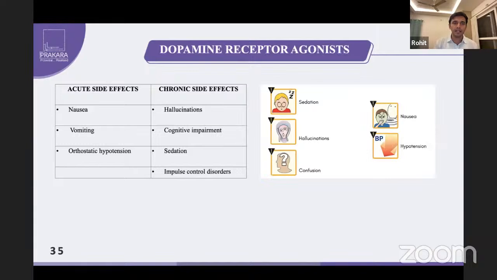So again, coming to side effects, they have similar side effects, but sedation is more prominent. Psychiatric features like cognitive impairment, hallucinations, confusion are more prominent with dopamine receptor agonists. So that's why we need to be cautious in elderly patients and in patients who have psychiatric abnormalities or cognitive dysfunction. In them, we need to be very cautious before prescribing dopamine receptor agonists.